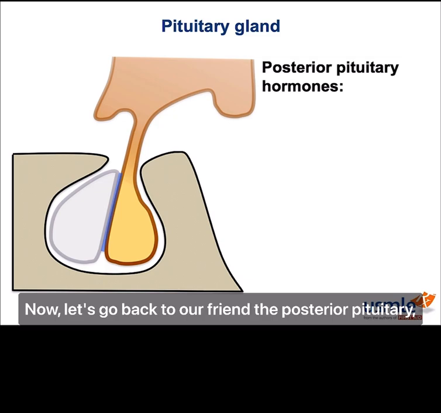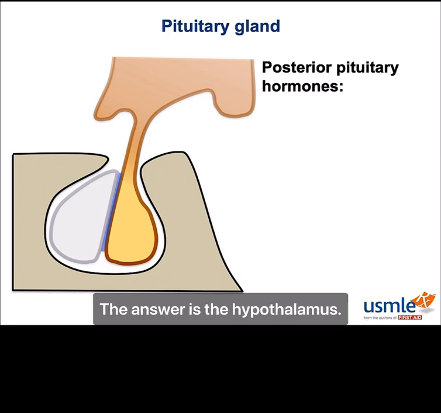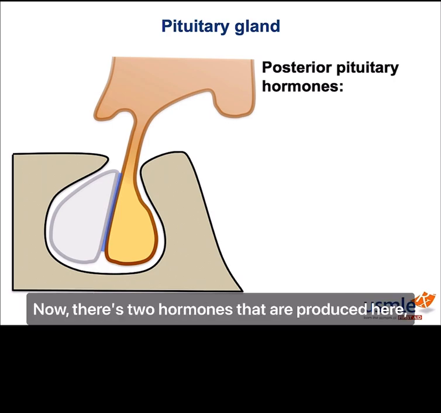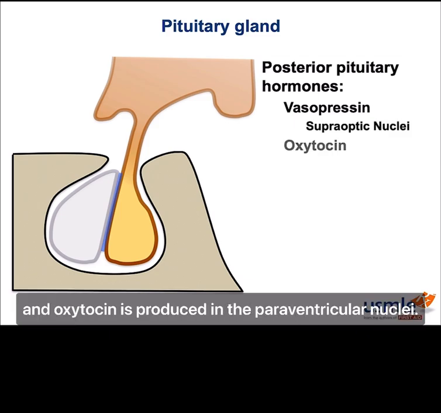Now, let's go back to our friend the posterior pituitary, just to see if you were listening the first time. Where are these hormones produced? The answer is the hypothalamus. Now, there's two hormones that are produced here, so it's not quite as crazy as the anterior pituitary. Vasopressin is produced in the supraoptic nuclei of the hypothalamus, and oxytocin is produced in the paraventricular nuclei.